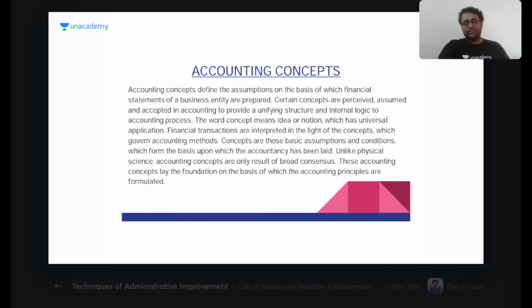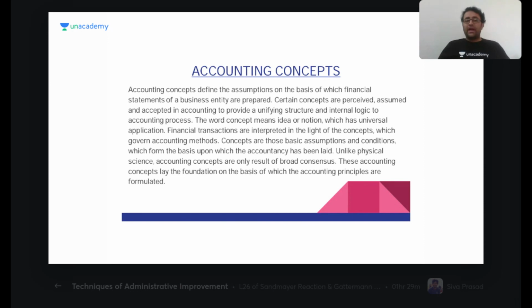Now, what do you mean by accounting concepts? Quickly, because I've done this in part one. Accounting concepts define the assumptions on the basis of which financial statements of a business entity are prepared. Certain concepts are perceived, assumed, and accepted in accounting to provide a unifying structure and internal logic to accounting processes. Accounting concepts simply mean certain assumptions that you make before you start the accounting procedure, and these assumptions are very important in order to give you correct accounting results and reports.